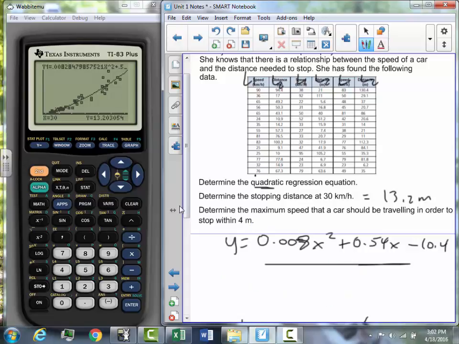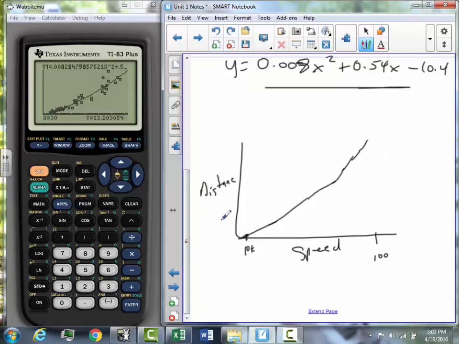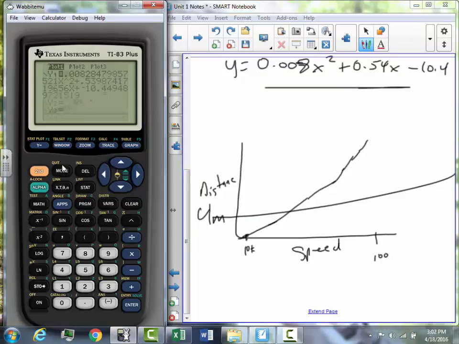I need to take this graph and put a line across here at 4 meters. So go to y equals, put a line across at 4, and regraph it. Here's the only downside. I don't see a line.